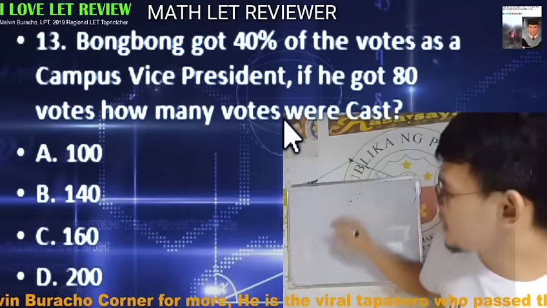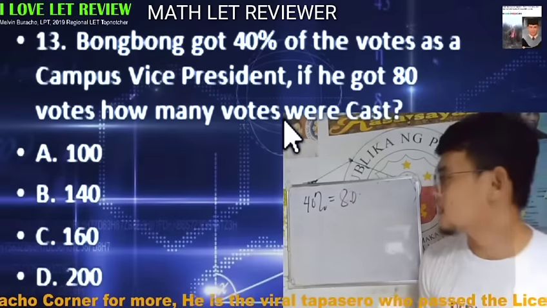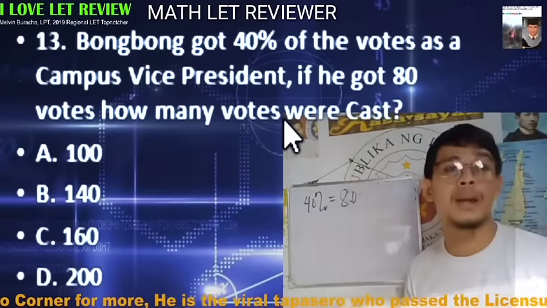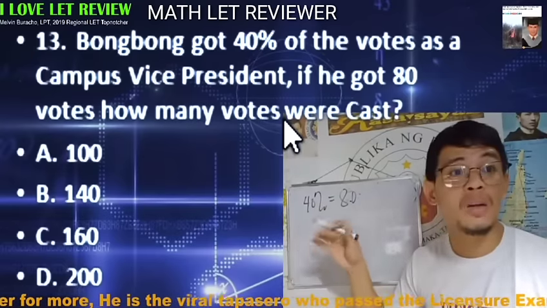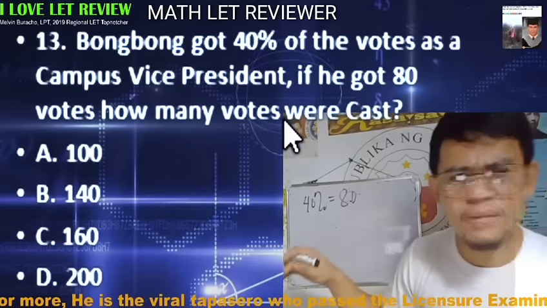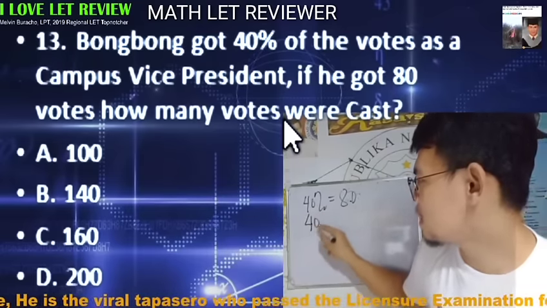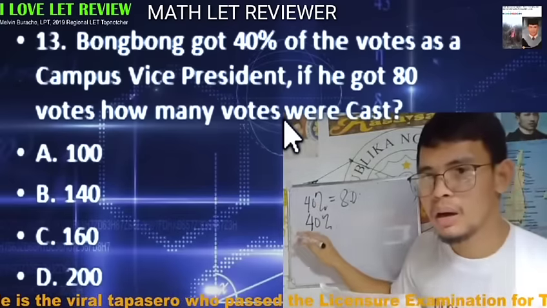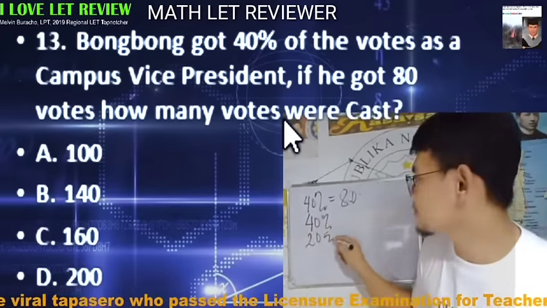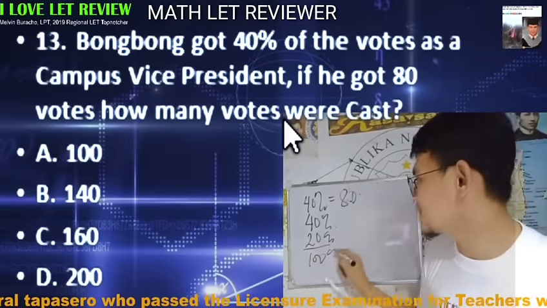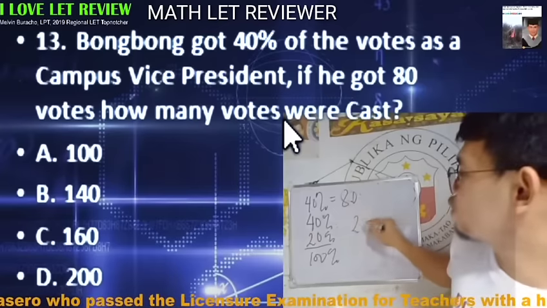So, how do you solve this one? If 40% is just 80, then how many 40s are there in 100? That's the question. How many 40s are there in 100? 2.5. Okay? I-prove nga natin how many 40s are there in 100? Sige, 40. And to complete the addition, you just have to add 20. And 20 is just 0.5 of 40. Therefore, that is 100%. So, therefore, how many 40s are there in 100? That will give you 2.5.